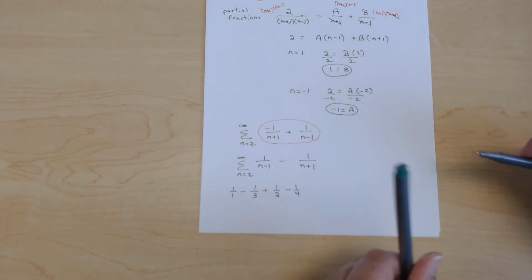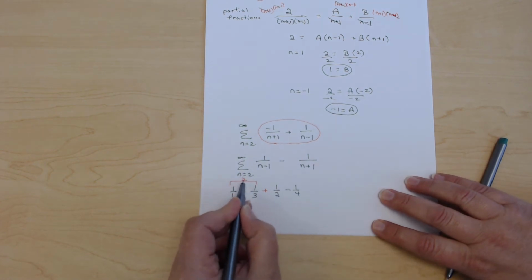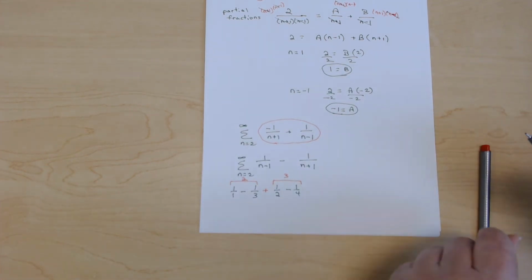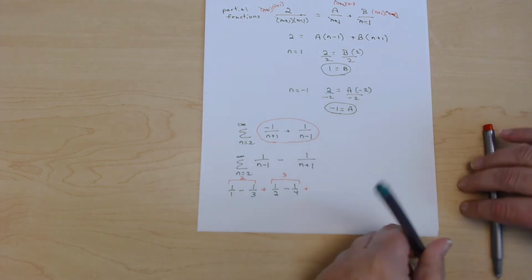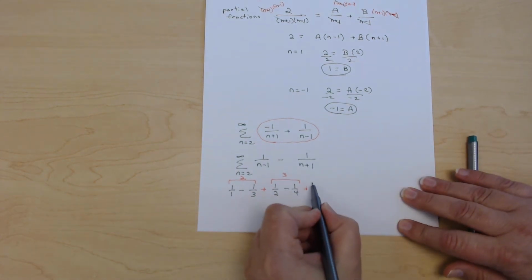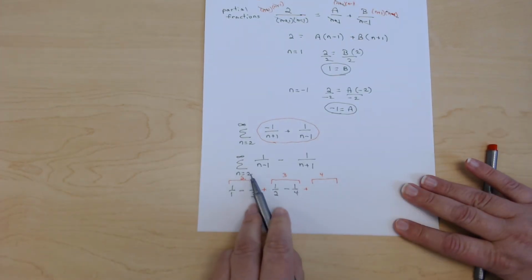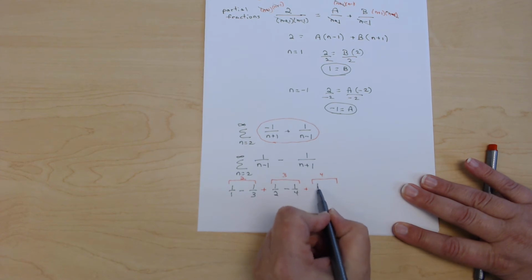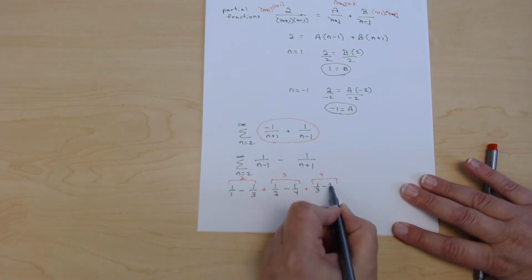Actually, let's write that. This was when I plugged in a 2. This is when I plugged in a 3. Plus, this is going to be when I plug in a 4. When I plug in a 4, what do I get? I get 1/3 minus 1/5.